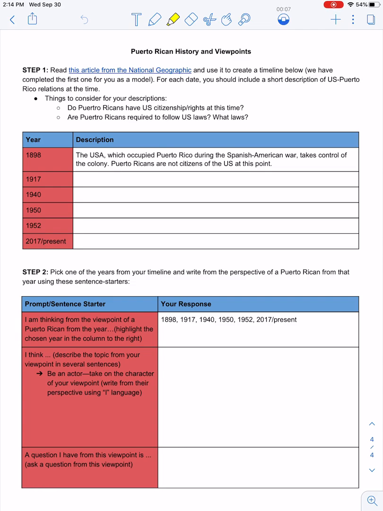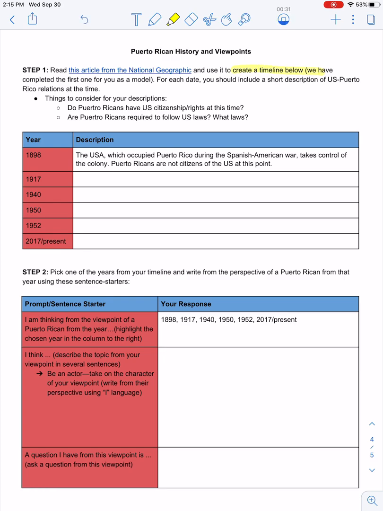So your Friday assignments for humanities is 10 minutes on Membean, and then you are to complete this assignment, Puerto Rico, and after you get done you are to turn this in on UC once completed. So the assignment is called Puerto Rican History and Viewpoints. Step 1 says read this article from the National Geographic and use it to create a timeline below.